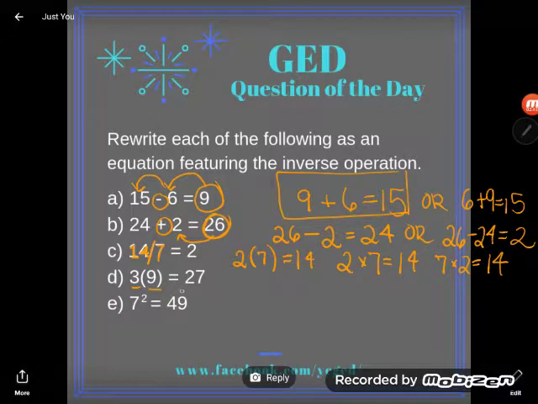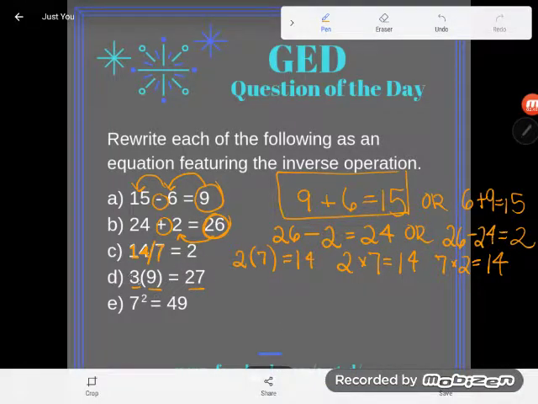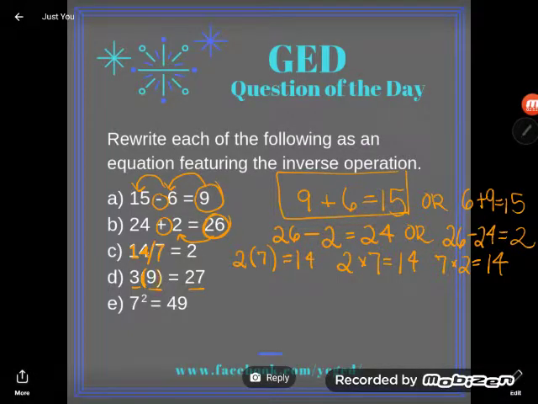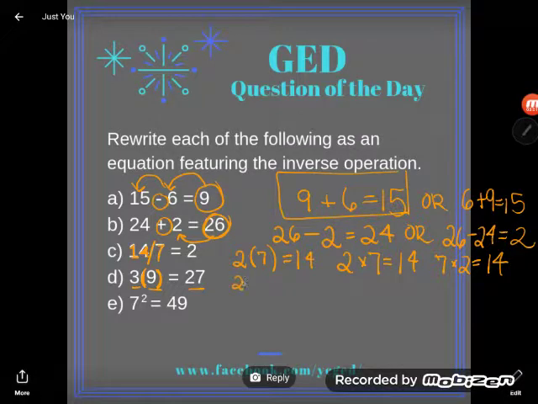3 times 9 is 27. Well, again, if I were using the inverse operation, the opposite of times, I hope you guys know that when two numbers are shoved together with nothing between them but parentheses, they're multiplying. So we'll do the opposite of multiplying, which is dividing. So we'll start with the 27, and we could divide by 3 and get 9. Or you could have taken 27 divided by 9 and gotten 3.